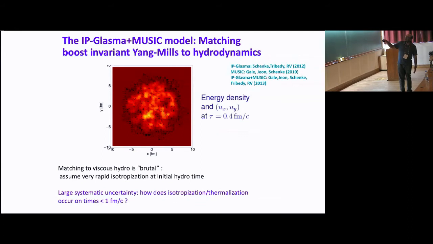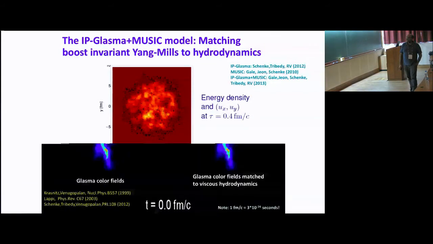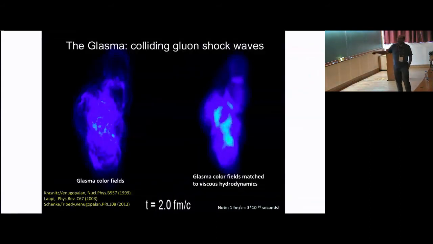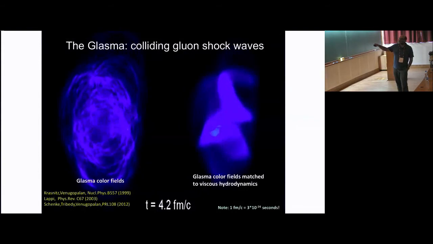so-called IP-Glasma+MUSIC model, where MUSIC is the event-by-event hydro code that was invented by these guys here, Gale, Jeon, Schenke. Okay? And so the combination of this is the IP-Glasma+MUSIC model, and it does a fantastic job of describing the data. So this is just IP-Glasma as a function of time.